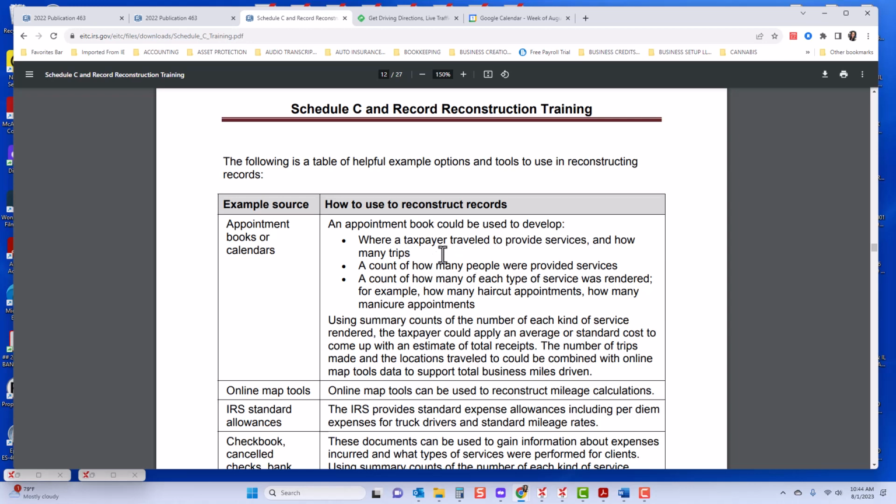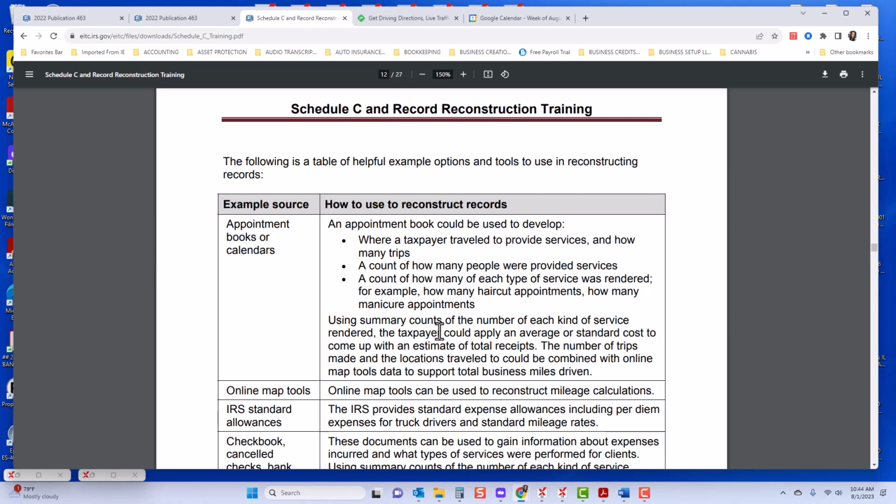So the appointment book, per the Schedule C and Record Reconstruction Training from the IRS, says that an appointment book could be used to develop where a taxpayer traveled to provide services and how many trips. A count of how many people were provided services, a count of how many of each type of service was rendered. For example, how many haircut appointments, how many manicure appointments, etc.